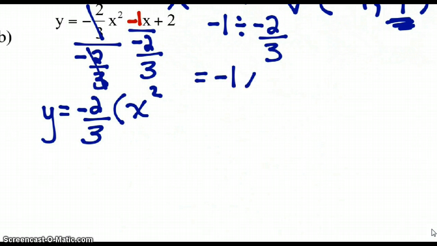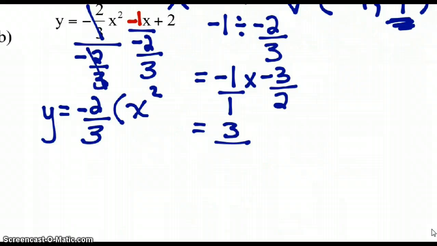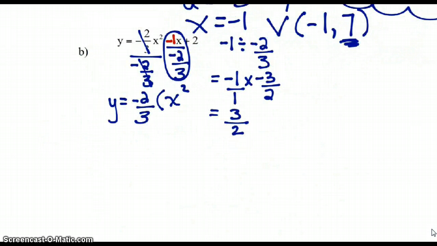So we're going to do negative 1 divided by negative 2 over 3. This equals negative 1 times negative 3 over 2. You can just keep the negative at the top and it doesn't really affect anything. Negative 1 over 1 times negative 3 over 2, multiply the tops, then multiply the bottoms. So negative 1 times negative 3 is positive 3, and 1 times 2 is 2. So we know that negative 1 divided by negative 2 over 3 gives me positive 3 over 2. So that's going to be helpful when you need to complete your square. So we're going to go ahead and just move this. It's just in my way.